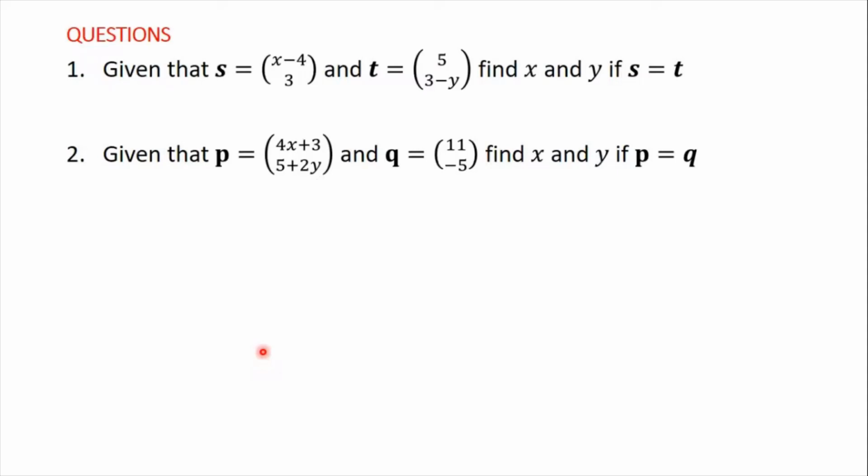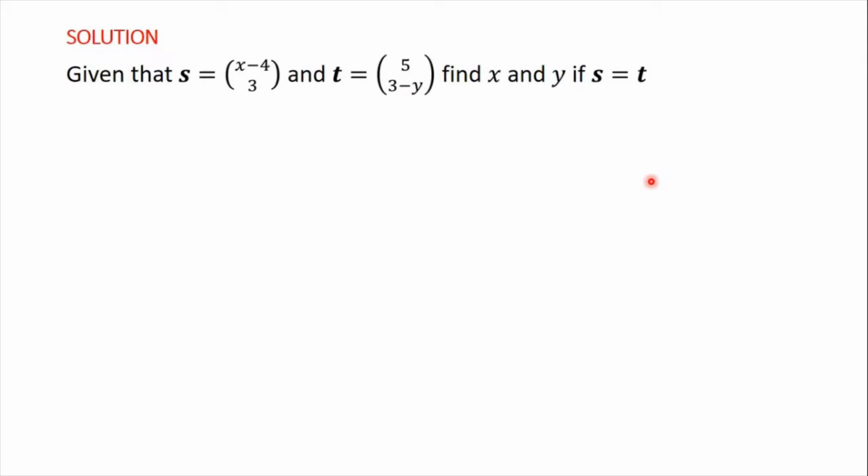We have been given two questions here. Given that s is equal to (x minus 4, 3), and t is equal to (5, 3 minus y), find x and y if s is equal to t. And the second one is p is equal to (4x plus 3, 5 plus 2y), and q is equal to (11, -5). Find x and y if p is equal to q. Let's take them and solve them one after the other. So we pick the first one.